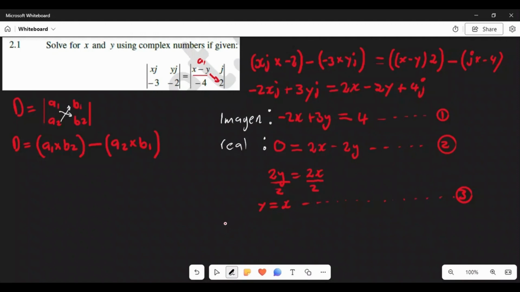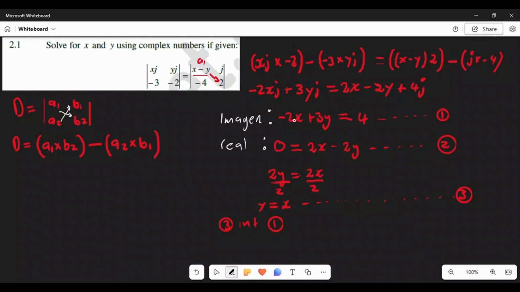With this done, we can start substituting. You can say substitute equation 3 into equation 1. I have to clarify something here, guys. Do not substitute equation 3 into equation 2. The reason why is that equation 3 is derived from equation 2. Wherever there is x, we must put y, or wherever there is y, we must put x. It's up to you. I'd rather start by getting y first.